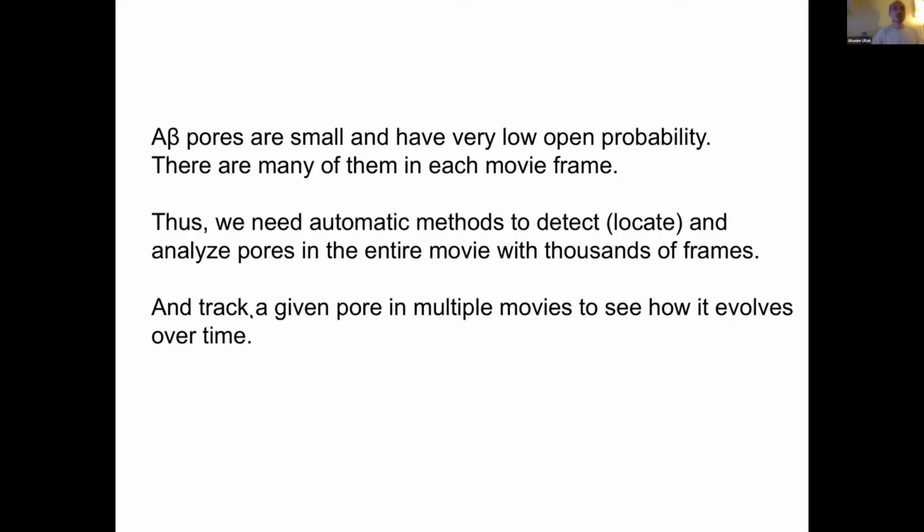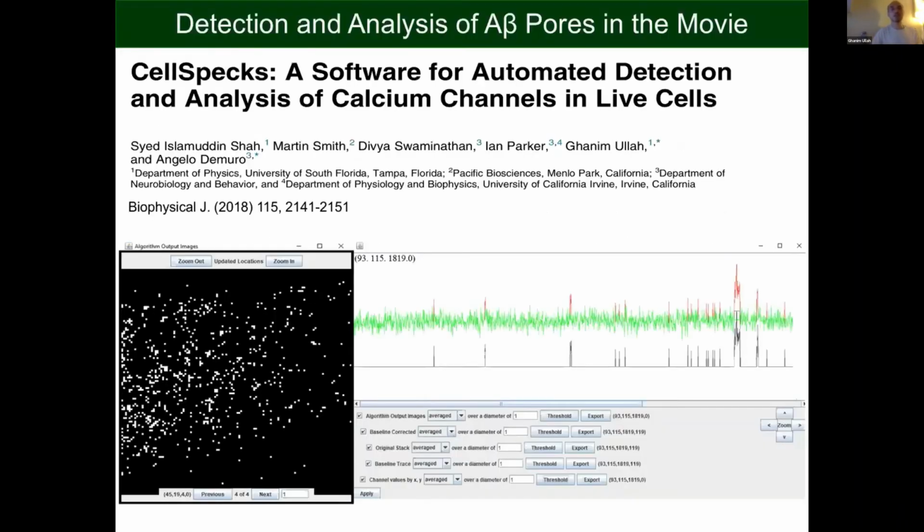And then the second thing is, if you want to track a given pore in multiple movies, these multiple movies are recorded from the same cell and the same membrane. You have this missing information because we are not recording for 5 minutes. We just record for 30 seconds, then wait for 5 minutes, and then 30 seconds. So we need a way to track a single pore and how its properties are changing over time. And that's the first thing that we tried to do.